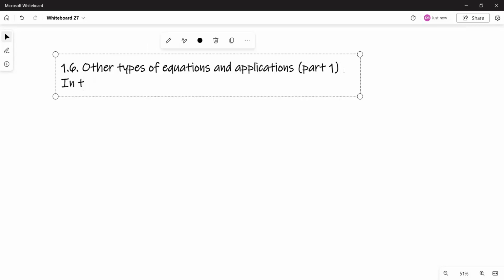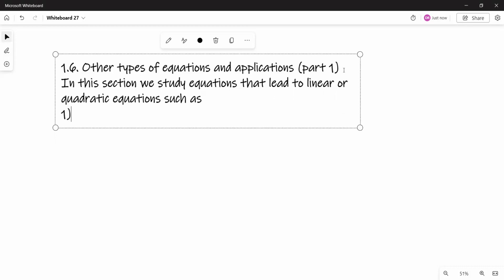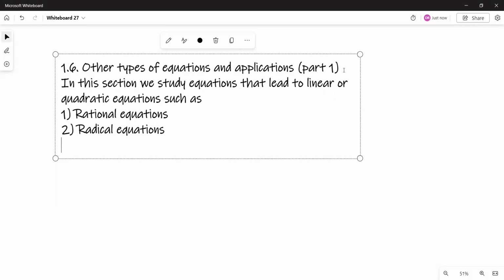In this section, we study equations that can be solved or that lead to linear or quadratic equations, such as rational equations, radical equations, and other equations in quadratic form.